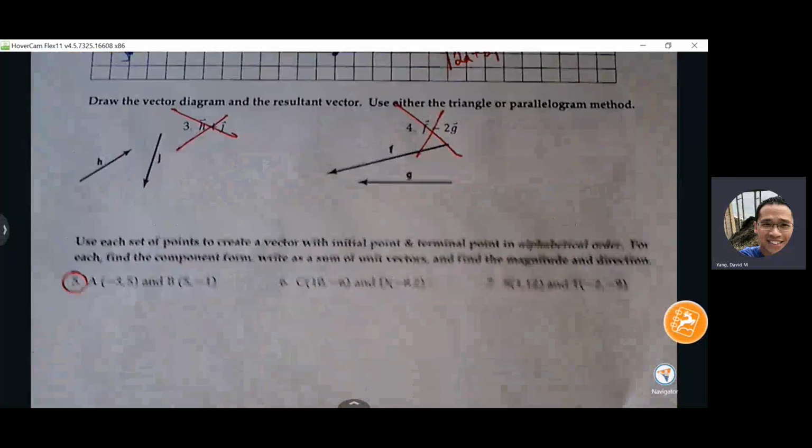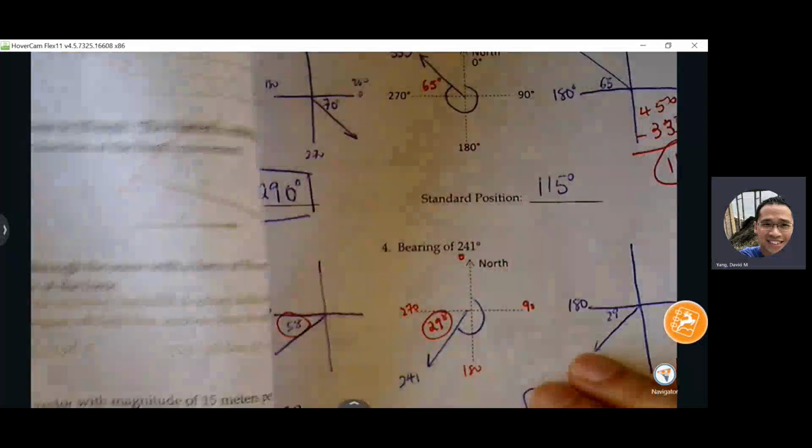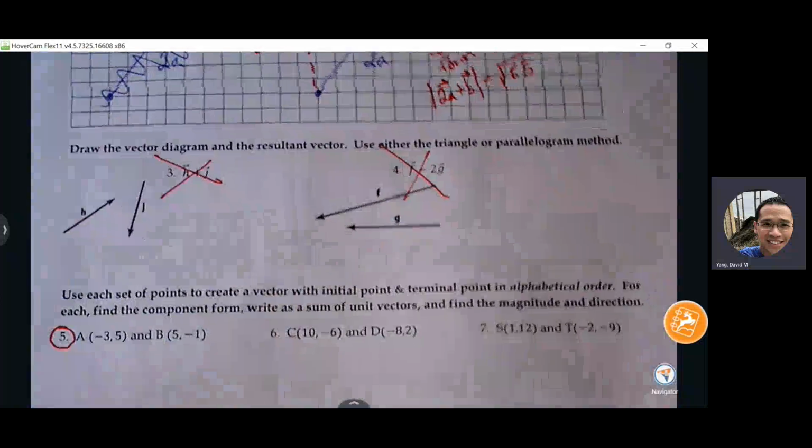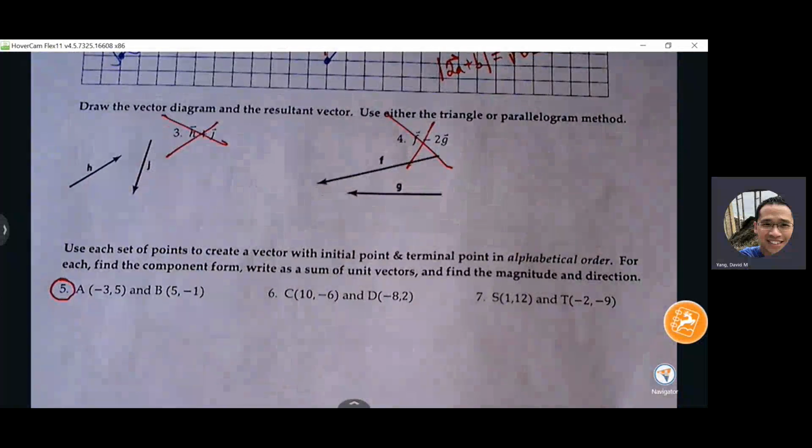Okay. So I want to try number 5, and then we'll do 8, we'll do 9, we'll do 13. But I just want to do one of each type. So tomorrow for classwork, you guys can have something to work off of and continue with the practice.